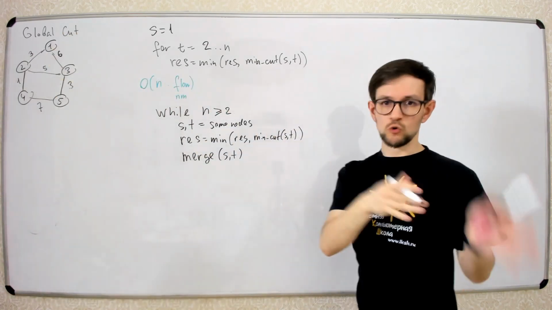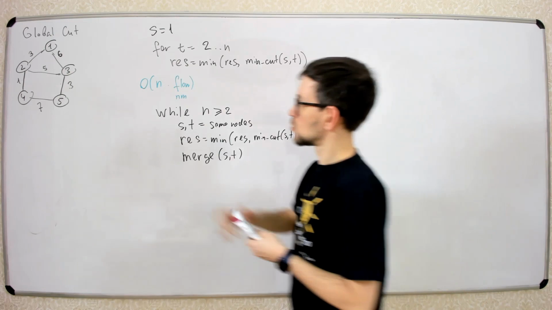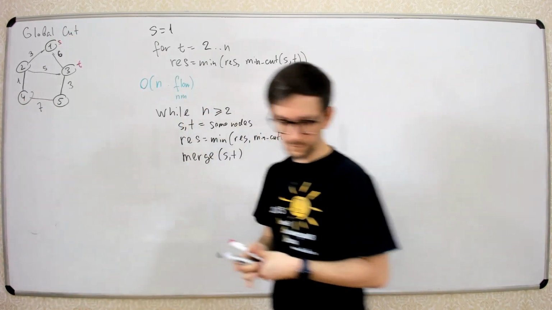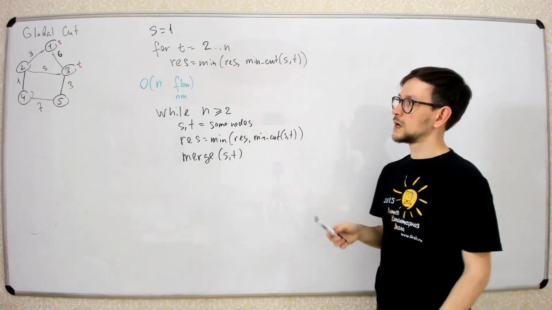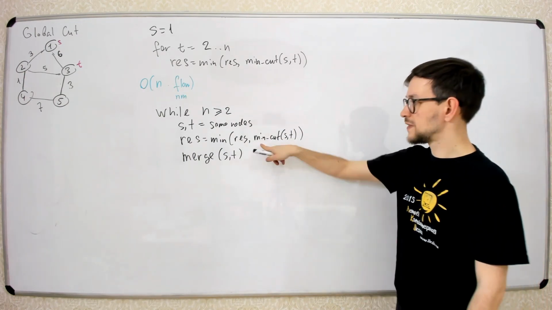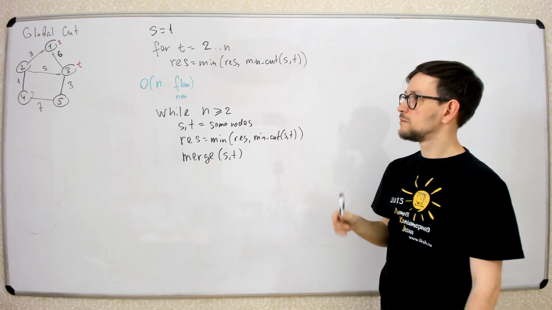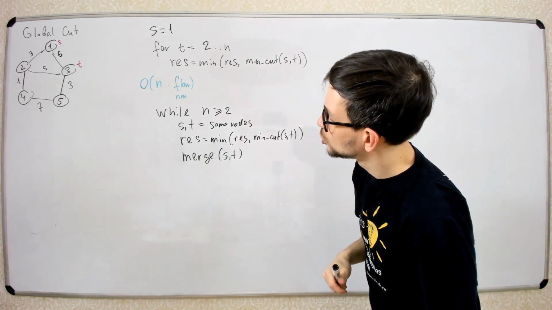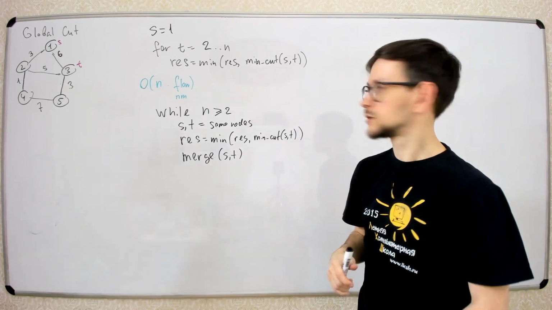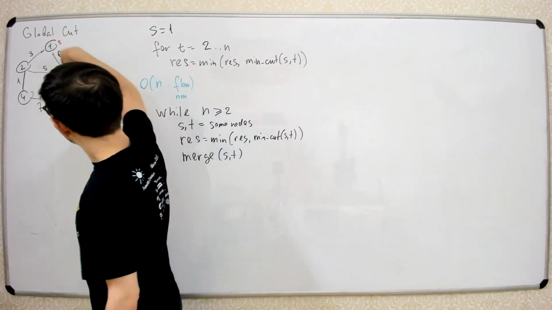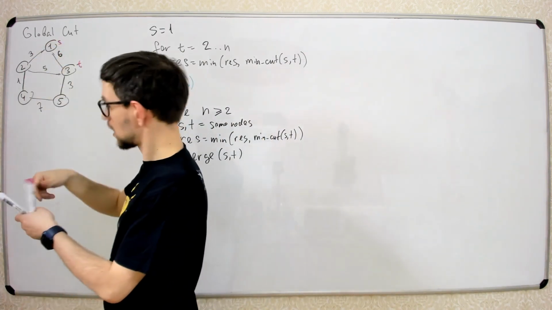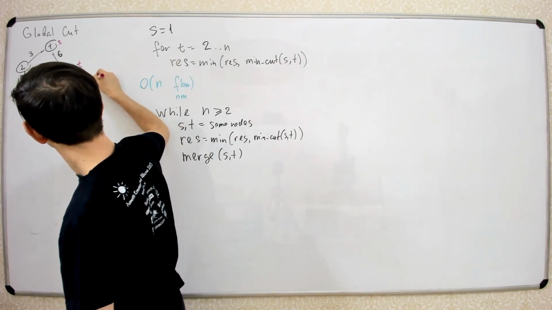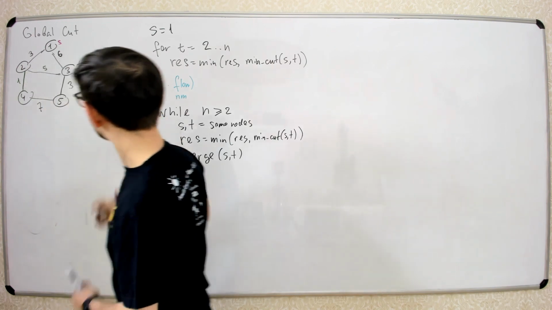So we pick two random nodes, for example, nodes 1 and 3. This is S and this is T. Now, we try to find the minimal cut between S and T. The minimal cut between S and T is equal to 9, right? So we can put 6 here plus 3 here. So the minimal cut here will be 9.